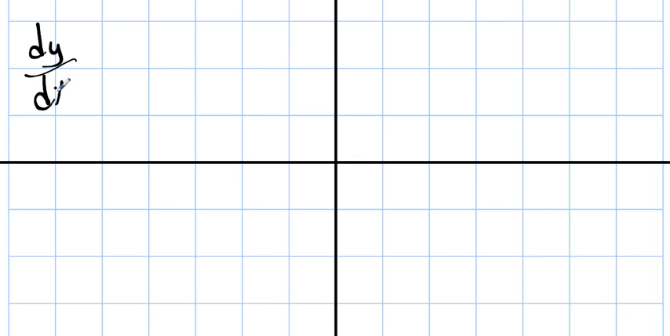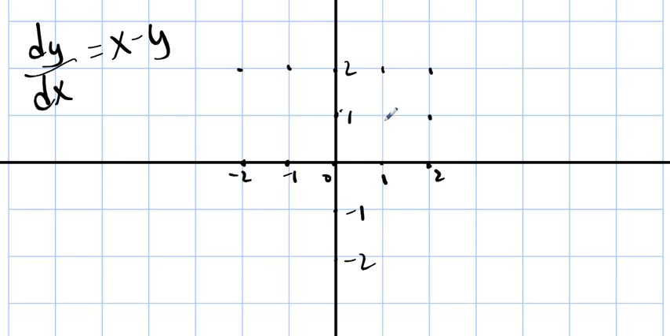Let's imagine that dy/dx is x minus y. And let's imagine that we're going to do it in a -2 to 2 window. Take a moment, figure out what the slopes would be, and in about 5 seconds, the whole thing is going to be done. So really, hit the pause button.